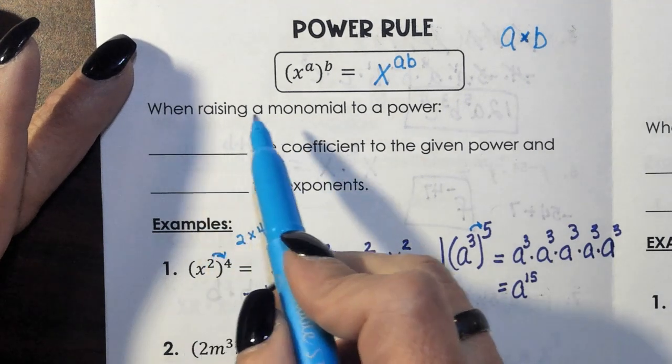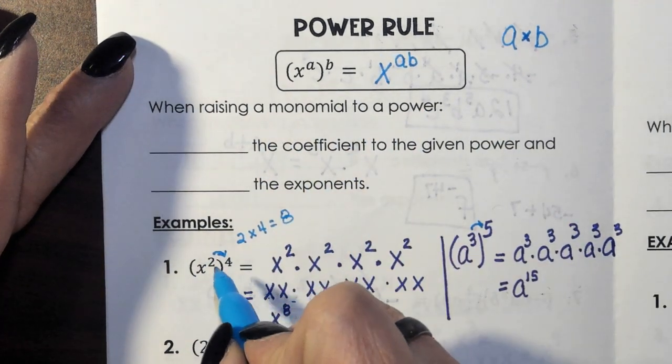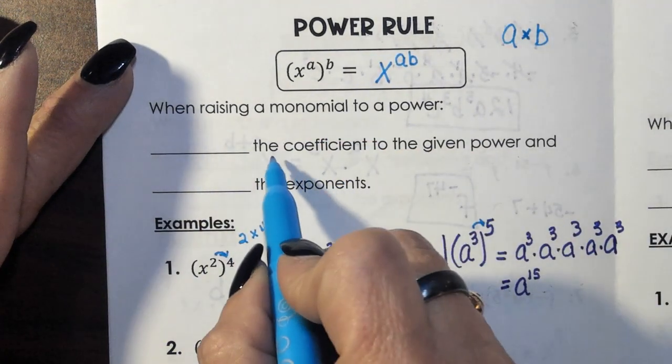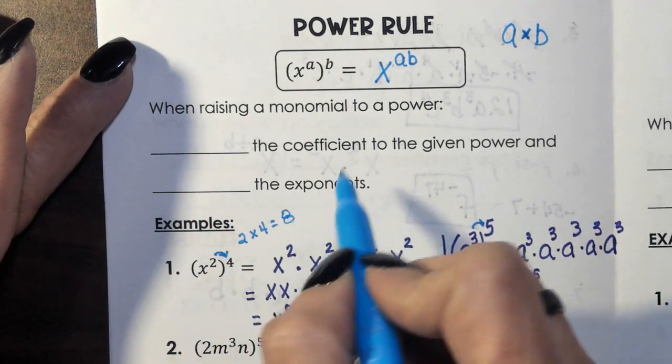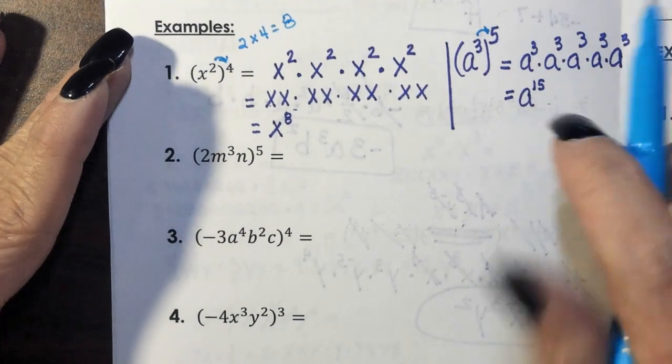Okay, when raising a monomial to a power. So this is a monomial, a power to a power. We are going to raise the coefficient to the given power and simplify the variables. Okay, so yeah, let's hold off on that. That's a lot of words there.